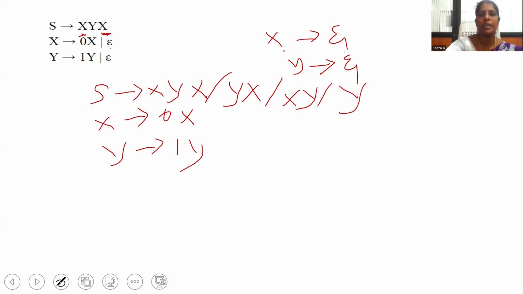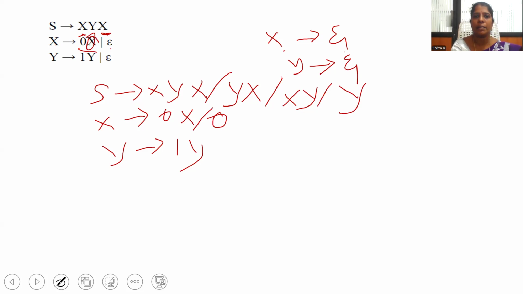So in the first production, XYX is there. First I replace the first X with epsilon, then I replace the second X with epsilon, then I replace both X with epsilon. So these are the productions without epsilon for X. Then go to the next one. Here 0X is already there, and if I replace this X with epsilon, I will get 0.